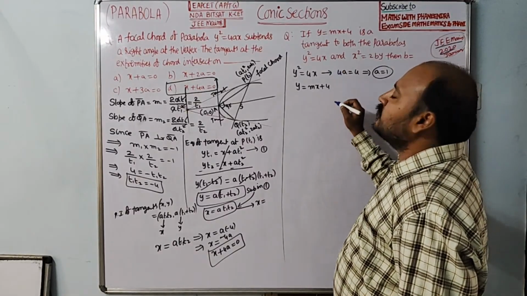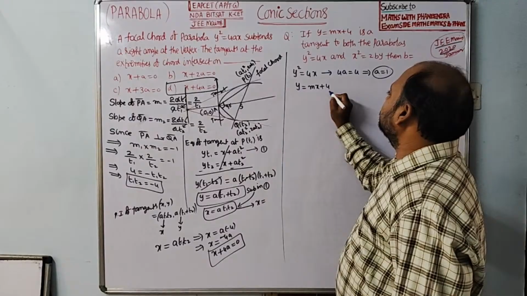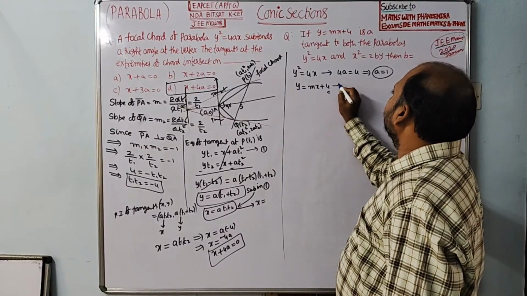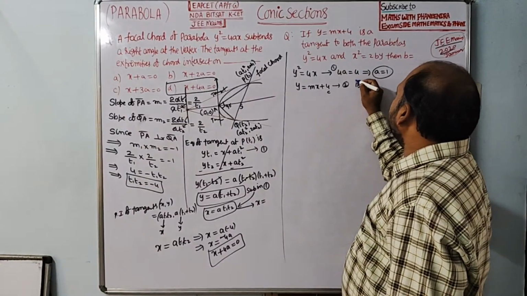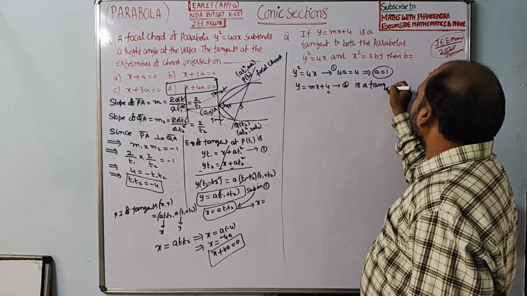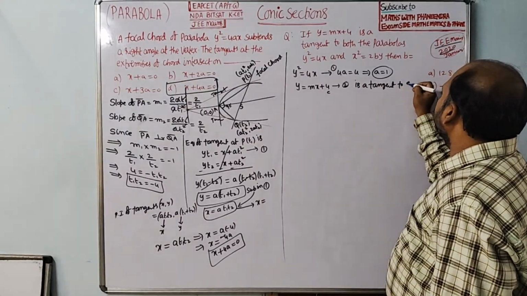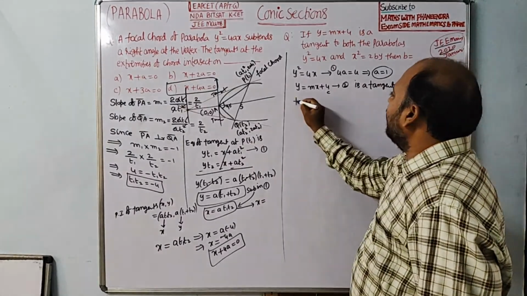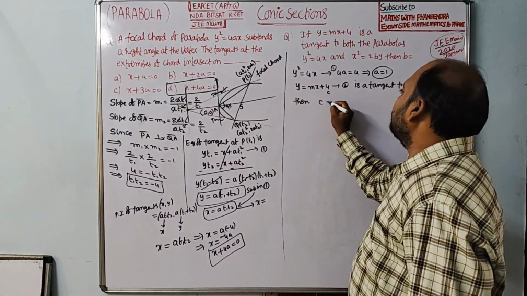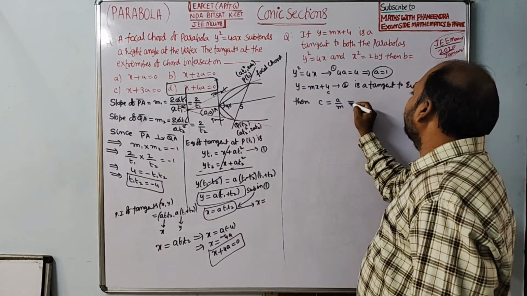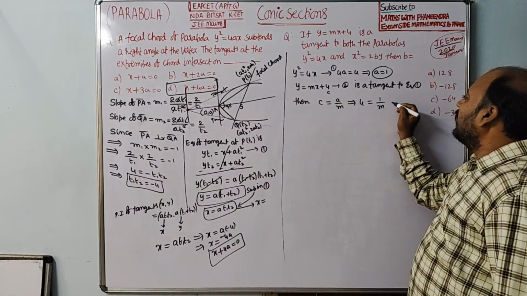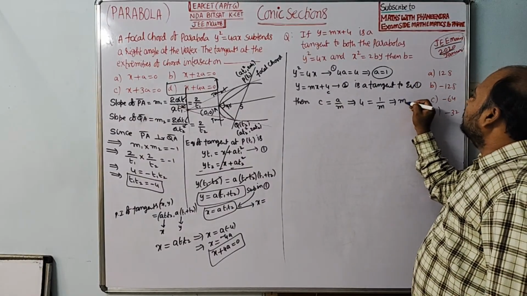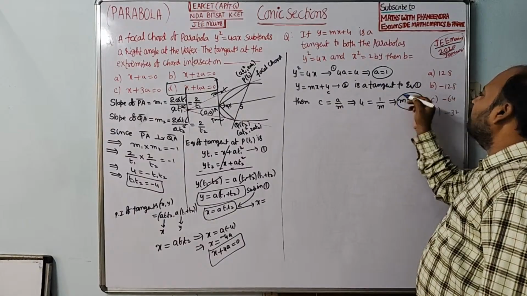This line is tangent to this one. This is the C value, this is M is 1, 2. Equation 2 is a tangent to equation 1. Then C is equal to A by M. What is the C value? 4. A value is what? 1. M value, M is 0. So M is equal to 1 by 4. We got the M value.